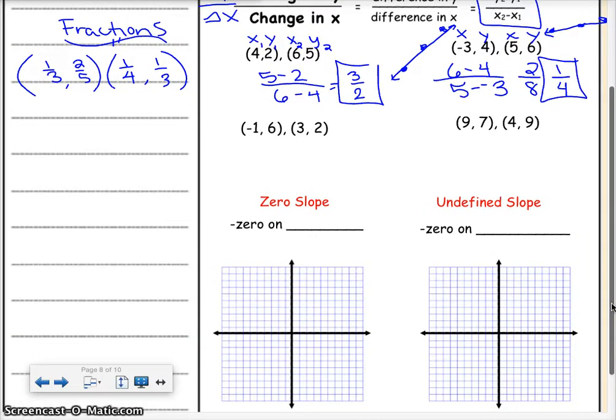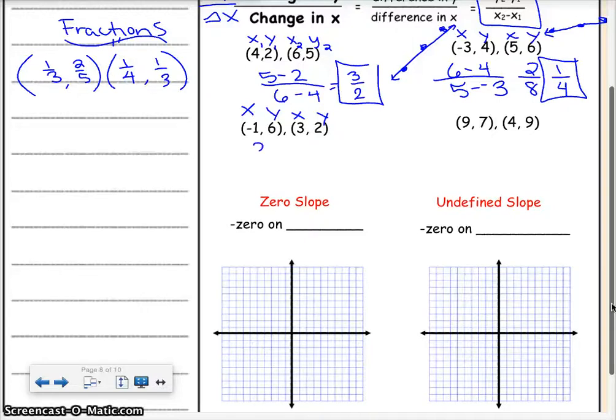(1, 6) and (3, 2). Again, you don't have to label your points. By all means, you don't have to. I know that some 8th graders and 7th graders like to, though. And then it's just y sub 2. I like saying that formula, y sub 2, right? It looks so fancy. y sub 2 minus y sub 1 over x sub 2 minus x sub 1. Which in layman's terms, that means easy terms, just means subtract your y's, subtract your x's.